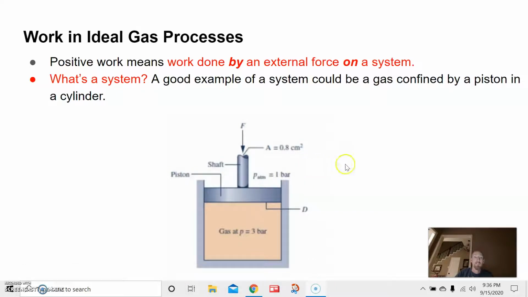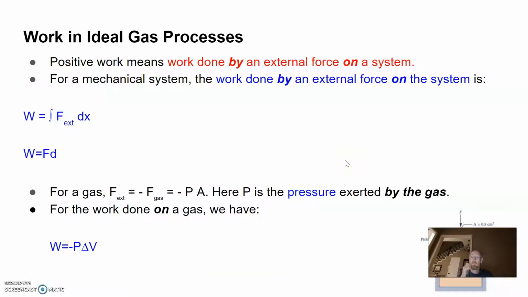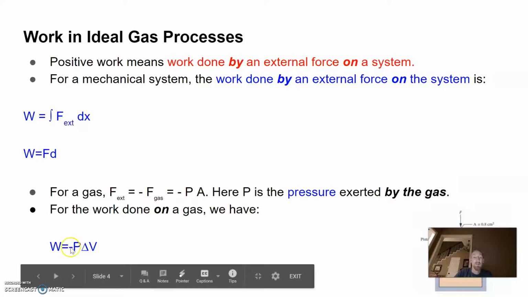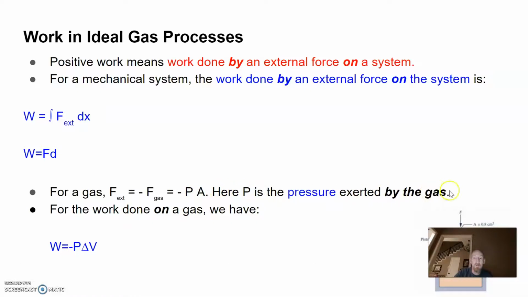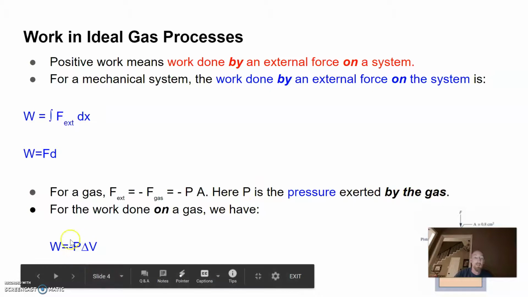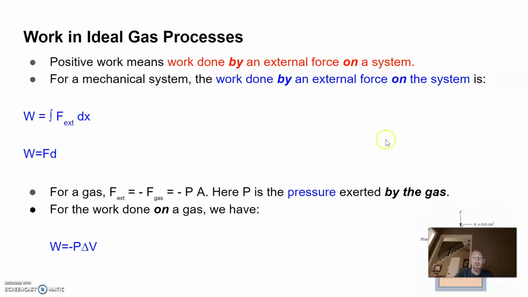So, for a mechanical system, the work done by an external force on the system is work equals FD. For a gas, the external force is the negative of the gas force. Now, what does this mean? This ends up being negative P times A, and then we end up with negative PΔV. Here's the deal. P is the pressure exerted by the gas. But positive work will be work done by an external force on a system.